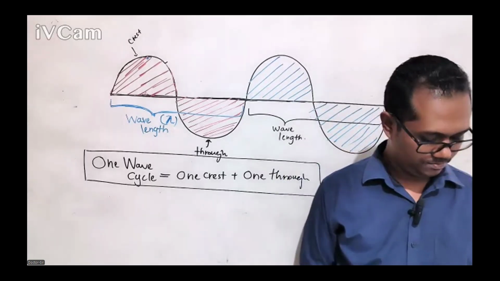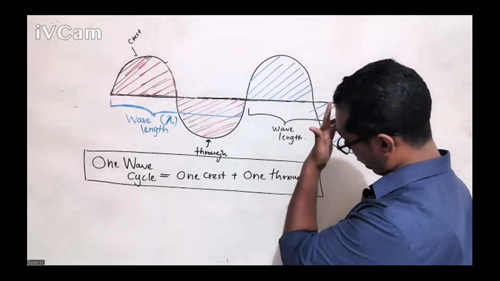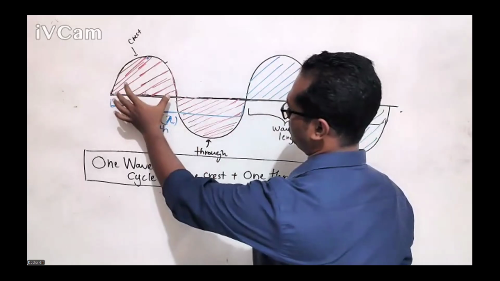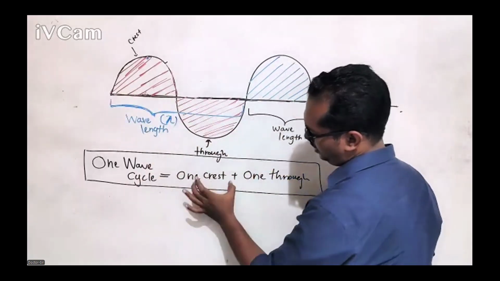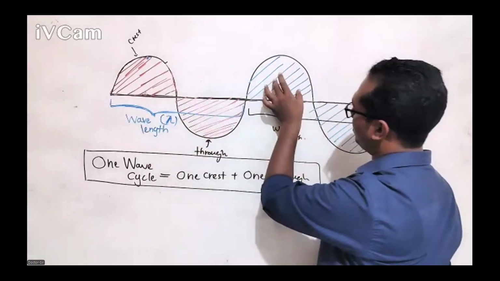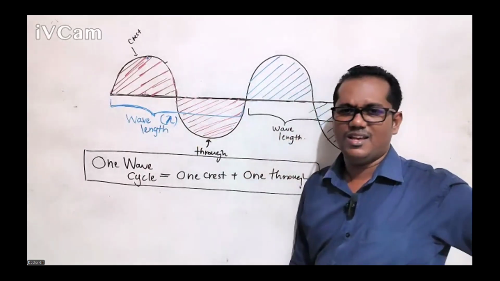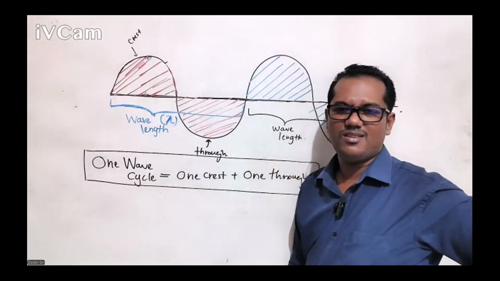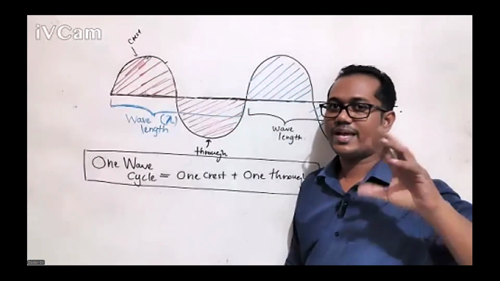Right now we are on the wavelength. What I told you, the wavelength is the length for one wave cycle. So one wave cycle is one crest plus one throw. This one crest, one throw, one crest, one throw. So one wavelength. Right? Some students are getting confused.